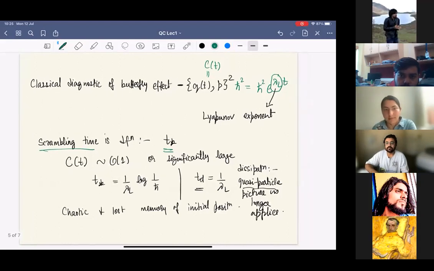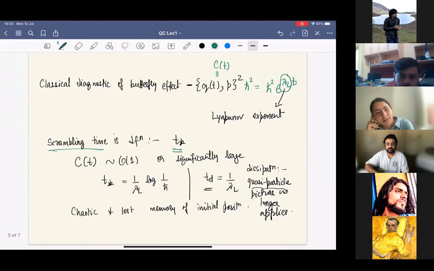Pawan: I'm confused about the 1 by h bar inside the log. Shouldn't it be dimensionless inside the log? Yeah, there must be some dimensional factors which I'm not keeping track of. Right, okay.